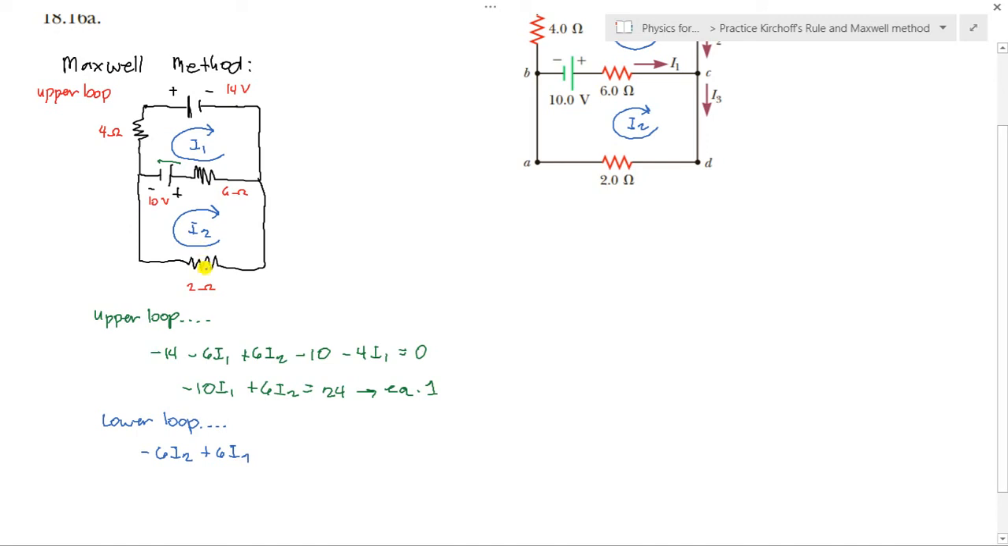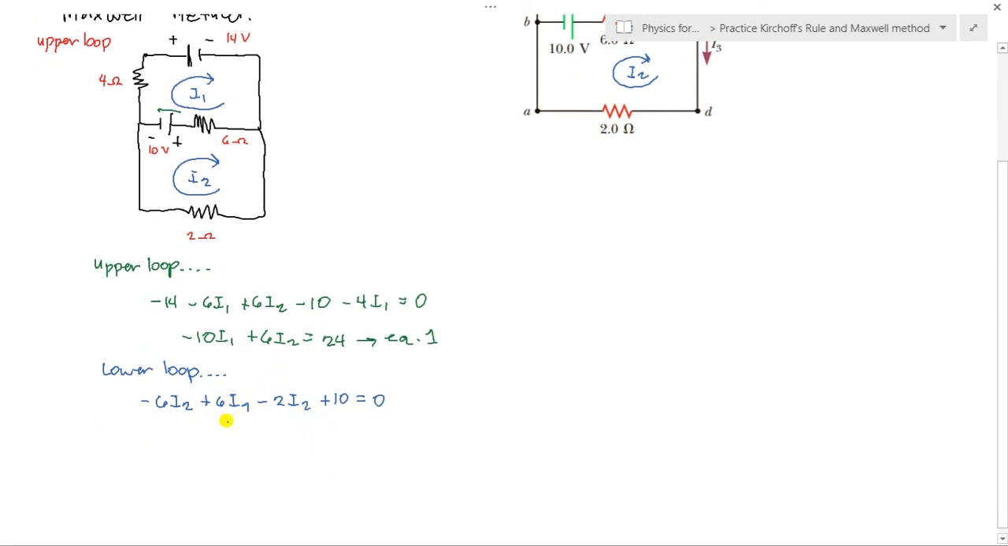Next, I2 passes through the 2 ohm resistor at the bottom, so we have a voltage drop of minus 2 I2. Then, of course, our current passes through the 10 volt battery from negative terminal to positive. What does that mean? We have a voltage increase, from negative to positive. So we have plus 10 is equal to 0. Rearranging, we have 6I1 minus 8I2 is equal to negative 10. So this is our equation 2.